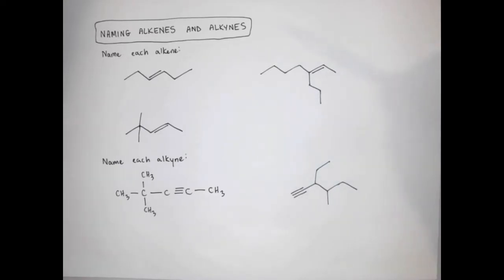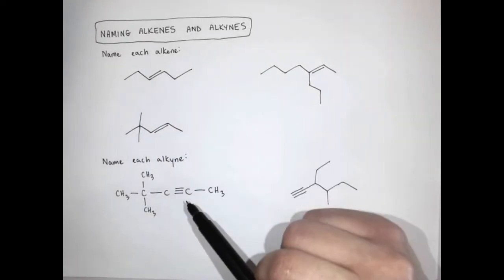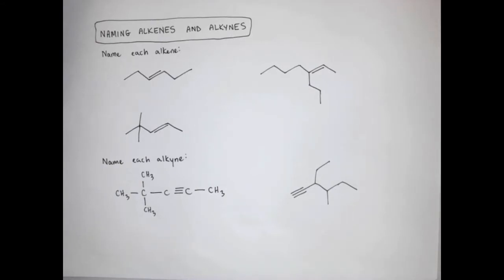So let's get started. We'll start with the first one here in the top left. It's a very simple alkene. There's no branches, so this should be pretty straightforward. First thing we do is find the longest continuous chain. Now there's a little caveat with alkenes and alkynes. When we look for the longest continuous chain, we're looking for the longest continuous chain that contains a double bond or the triple bond. So the longest continuous chain that contains the double bond is going to be our root.